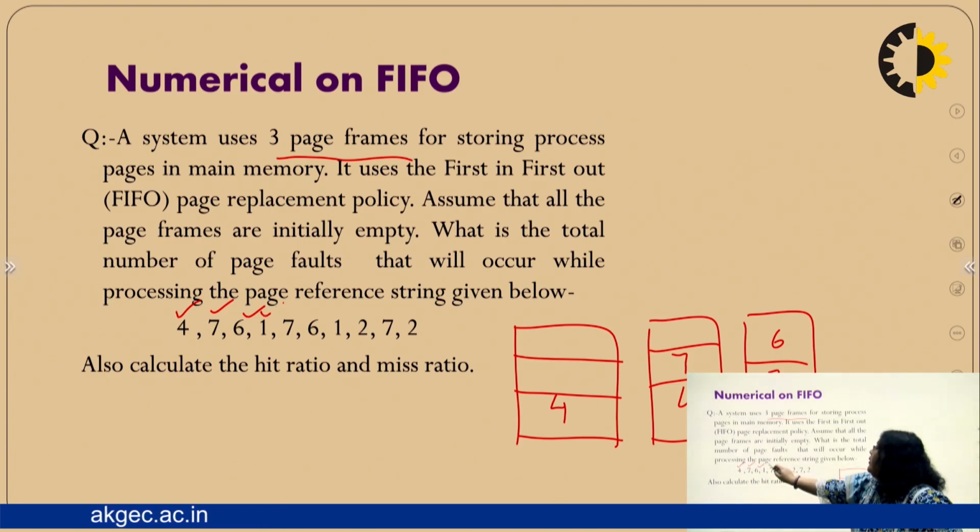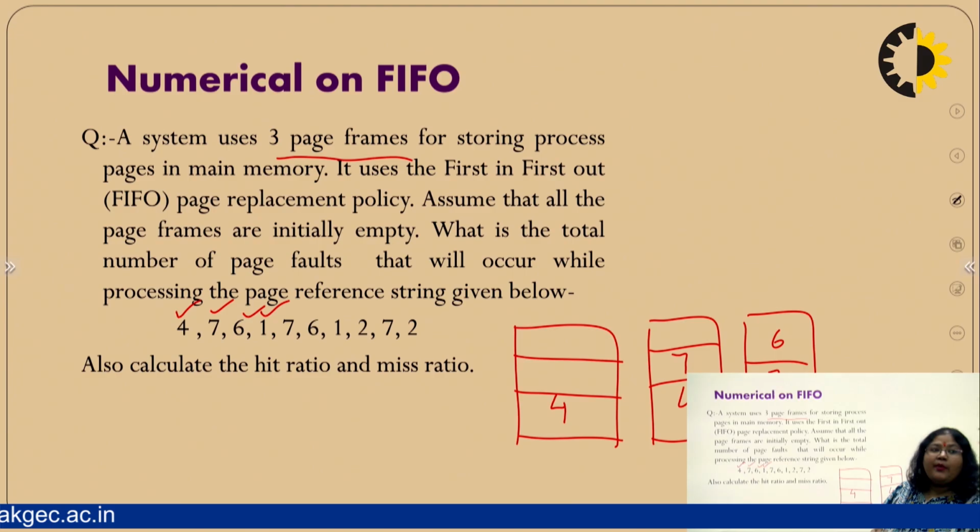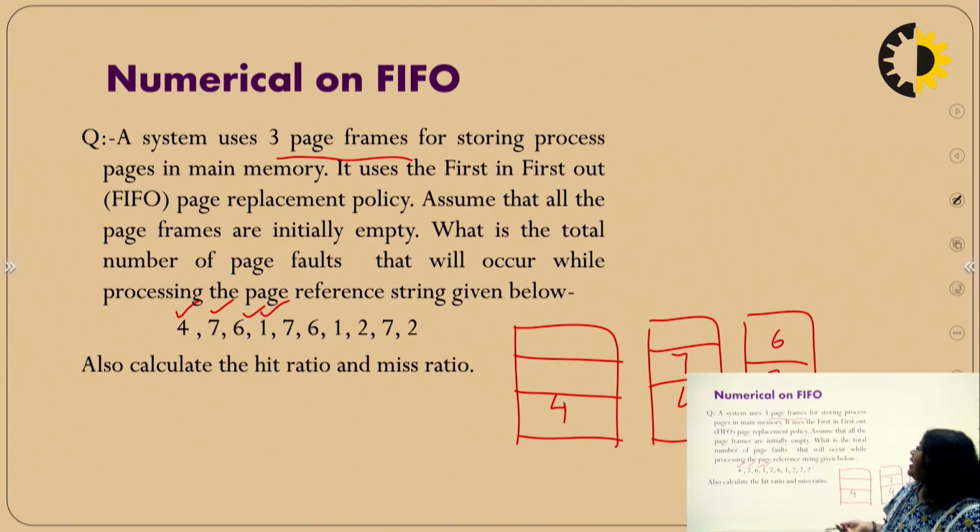Now the next is 1. There is no space in the memory, so we need to call page replacement, and at this time the page replacement algorithm is FIFO, first in, first out. According to the algorithm, we just replace the first page, which is 4 in the first frame. So 4 is replaced by 1, and now the frames are 1, 7, 6. This is the current state.